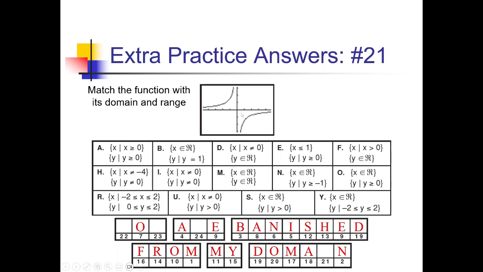For 21, this looks like a rational function, maybe a negative version of the original, not really sure. But definitely we can tell we've got an asymptote on both axes, so x then cannot equal 0, and y also, it looks like, cannot achieve a value of 0. So we have two of these not equal zeros going on, and that is going to be right here with I, so that's going in 21.